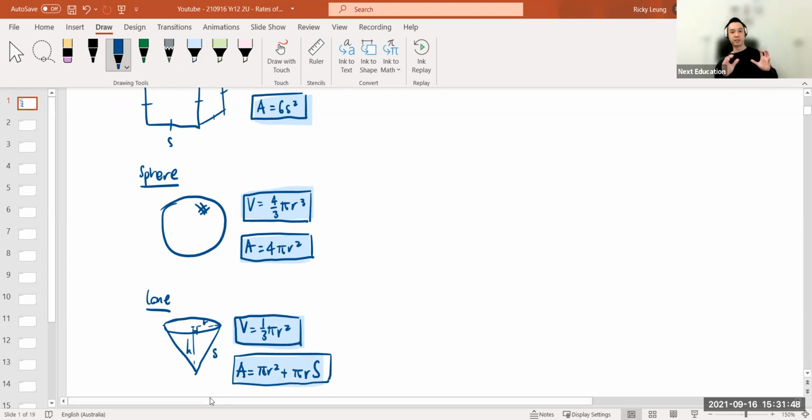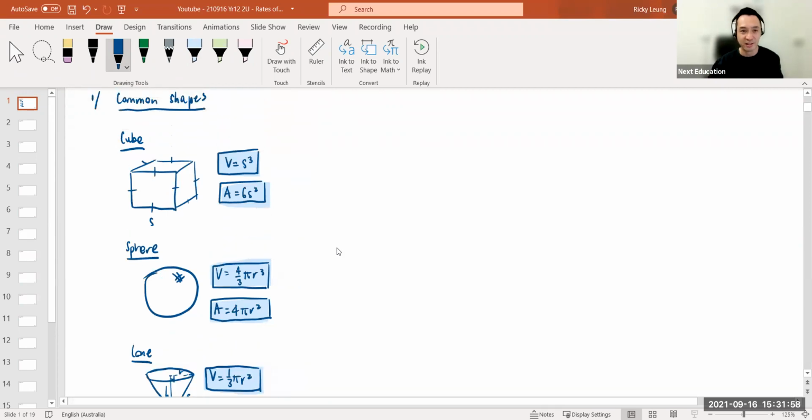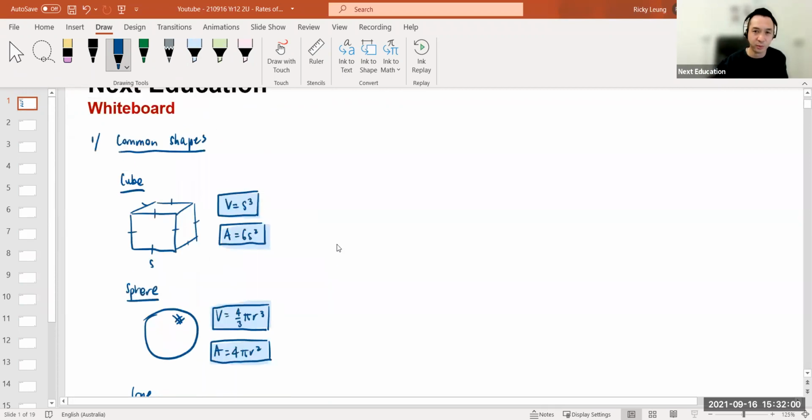Yep. So that sets us up for the formulae side of some of the questions we're going to apply rates of change to. Now, I think it's very important for us to ask ourselves, what is a rate? I haven't actually talked about what that is right now.